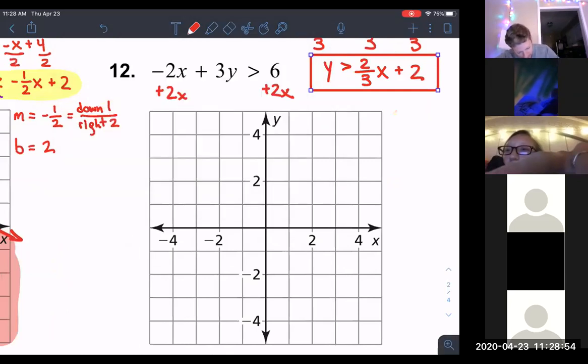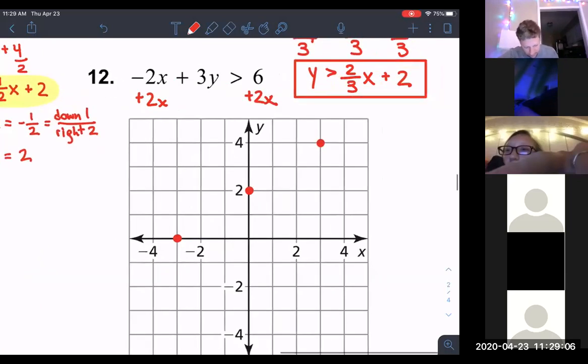So our y-intercept is positive 2, and then we go up to the right 3. I'm sorry, not down, up to the right 3. It's a positive slope, so we want to be going uphill. Those are the only 3 points we can fit, so that's all we really have to do.